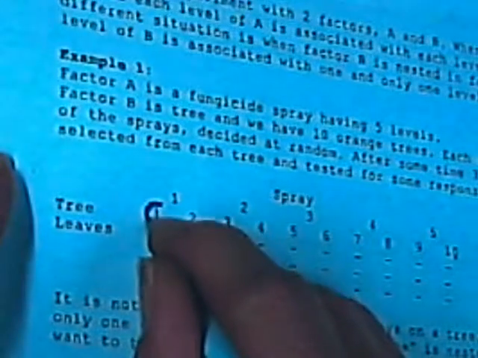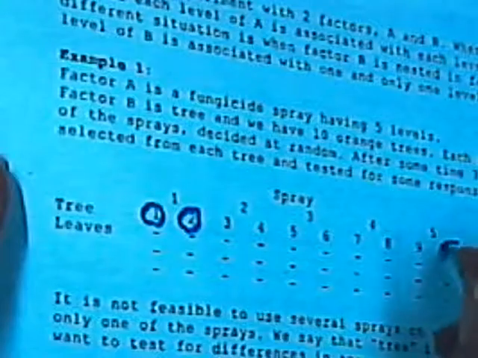So the layout here is telling us what's going on. There are 10 trees. Tree 1, tree 2, up through tree 10. And there they are planted in a row or something like that. And we have to decide how we're going to spray these trees with the fungicide that we have. And we have 5 different types of fungicides.